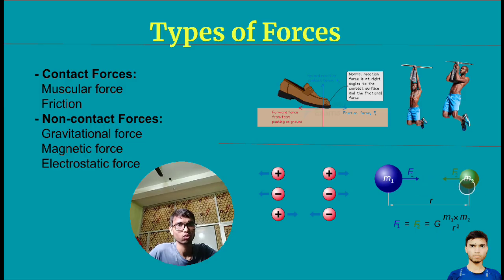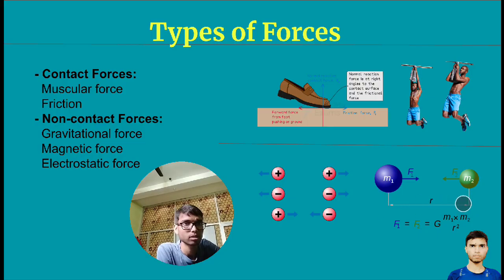This F1 is a force. It is pulling this object, and this is pulling this object. That's why we are saying this is F1, this is F2. And to calculate the force, we will apply this formula: F = G times m1 times m2 upon r squared, where G is a constant. R is the distance, and here we take r squared because of this two times.